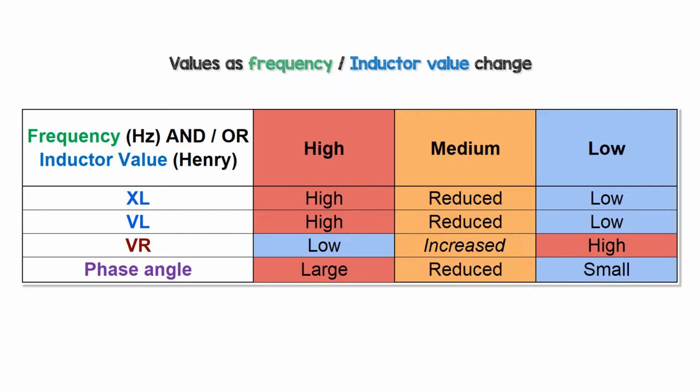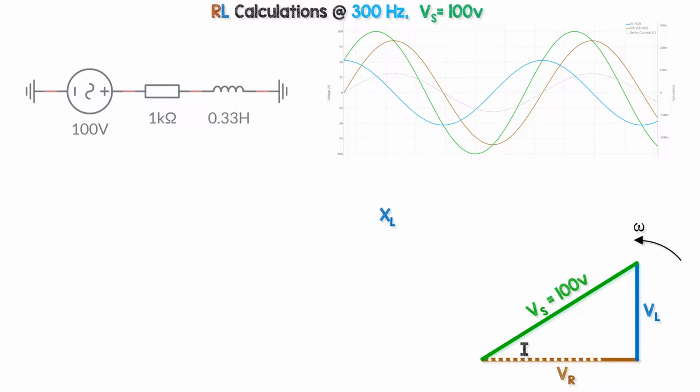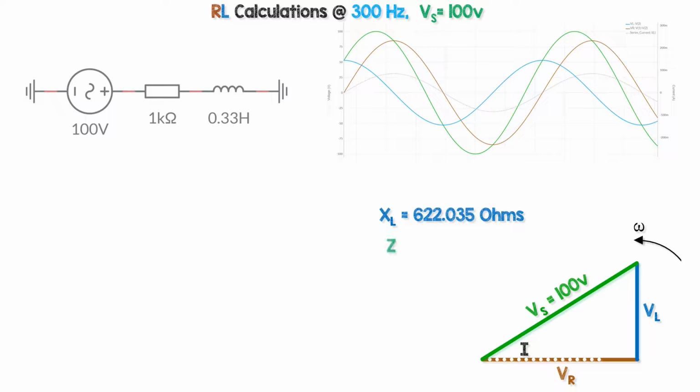This is just a summary which you can pause on or screenshot if you want to. So, series RL calculations at the lower frequency. Firstly, we need to find the inductive reactance, which is equal to 2 pi FL, which is equal to 2 pi times 300 Hz times 0.33 Henry. So XL is 622.035 ohms.